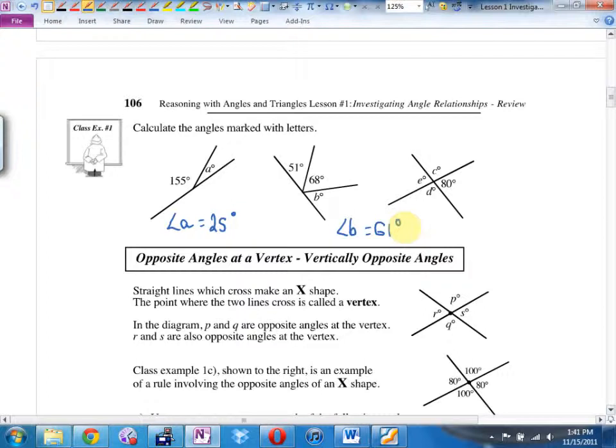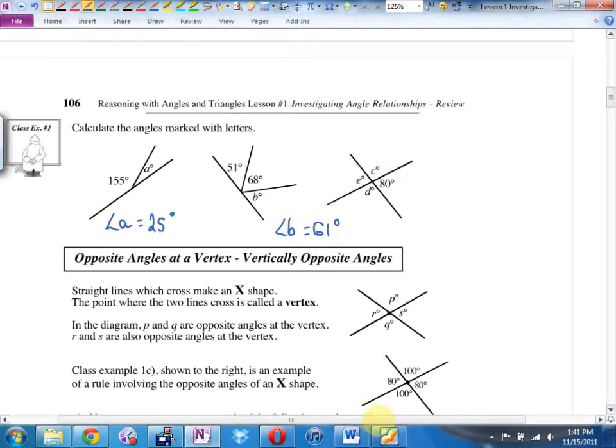Okay. Now we're going to look at a very special shape, this X shape, the one that I had you draw at the beginning of class, and we're going to see if we can add a new rule. So right now we have a rule called supplementary. We're going to see if we can do some inductive reasoning and some deductive reasoning. So they gave me 80 degrees.